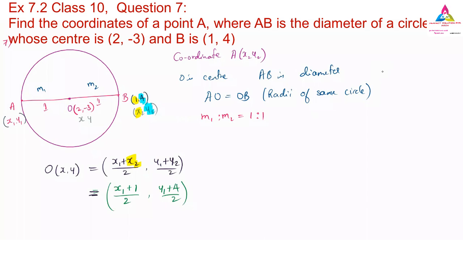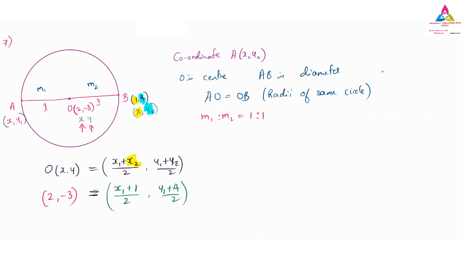On the left hand side, O is the center, and its x and y coordinate we already know, that is 2 comma minus 3. This is the middle term, x and y, that is 2 comma minus 3. So we have reached one position. What is next? We have a lot of problem here, so I will take it a little bit down.